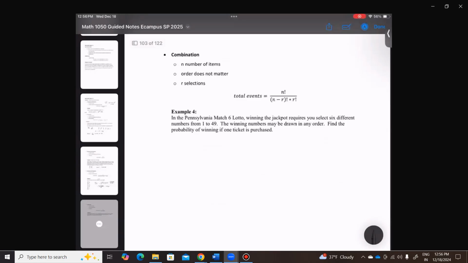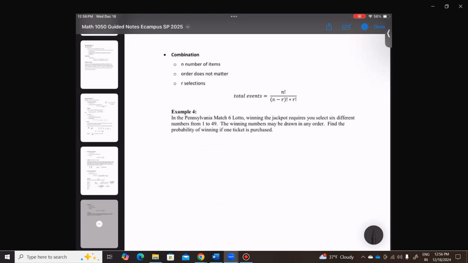Okay, combination. The order does not matter. So what you're doing is you're taking your permutation and dividing it by the number of selections factorial, and that determines the combination. So in the Pennsylvania Match 6 Lotto, winning the jackpot requires you to match 6 different numbers from 1 to 49. The winning numbers can be in any order. Find the probability of winning if one ticket is purchased.